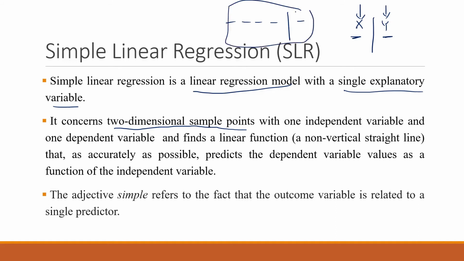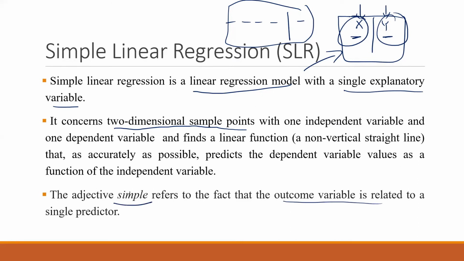So that earlier case is not simple linear regression. That is different, but this is simple linear regression based on this definition. There is only one independent variable, which is x, and one dependent variable, which is y. So this is how it goes. And then the adjective simple refers to the fact that the outcome variable is related to a single predictor.